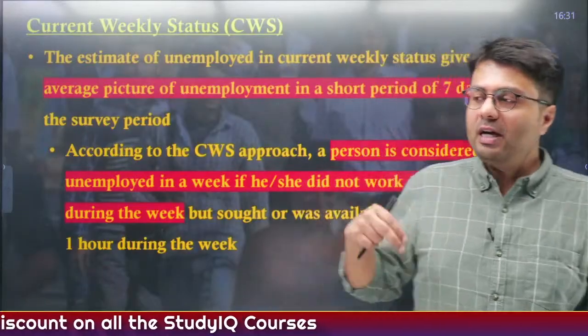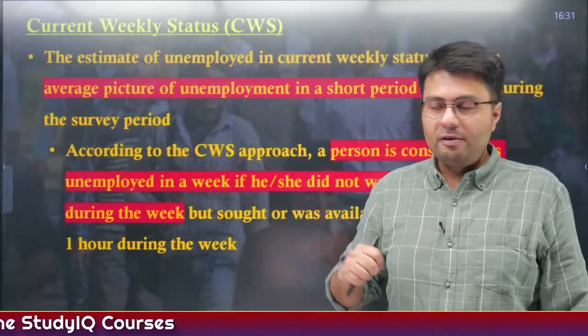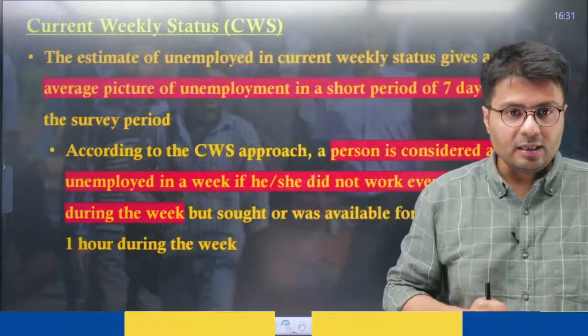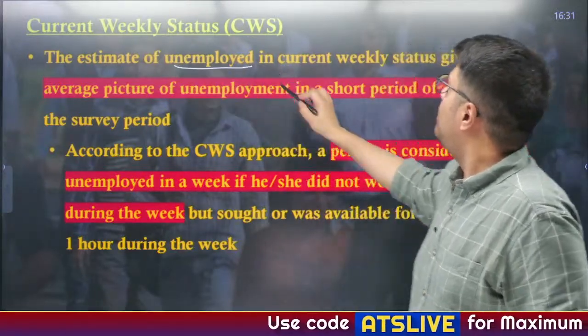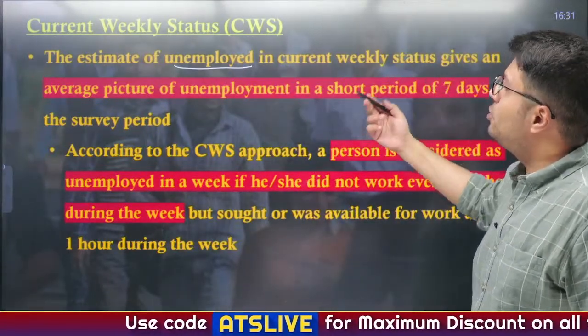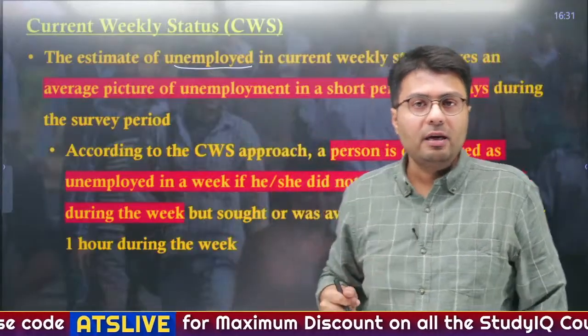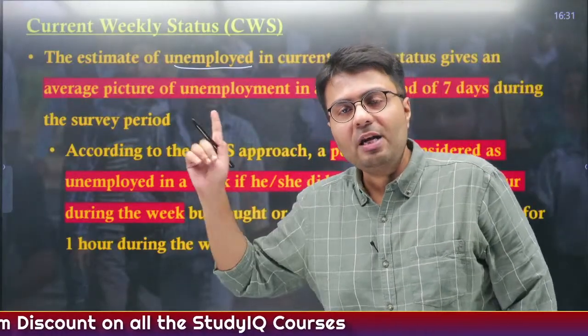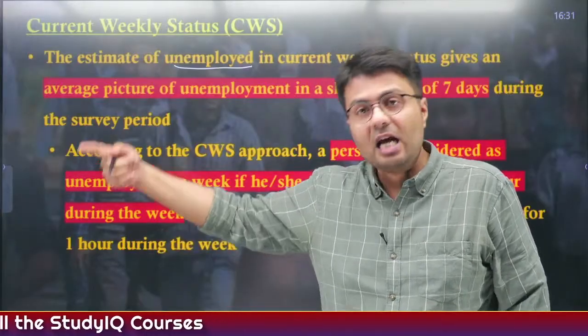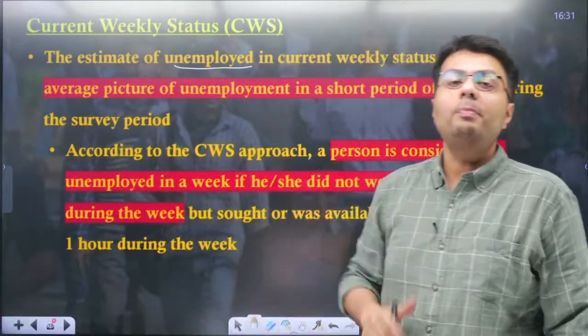Now these figures are produced on two different criteria. First is known as current weekly status. What is current weekly status? It estimates the number of unemployed people based on what they were doing in the last 1 week, right? The questioner will approach you and ask, were you employed for even 1 hour in the last week? And if you say no, then you will be called unemployed.